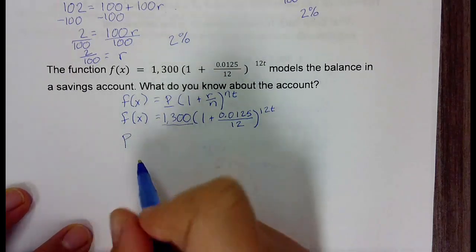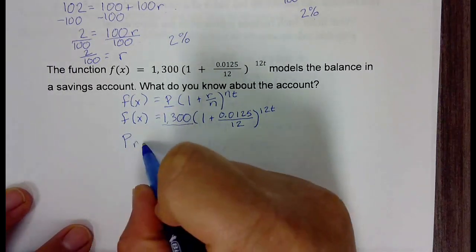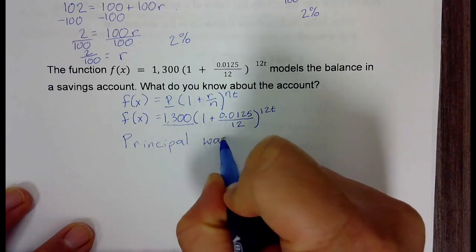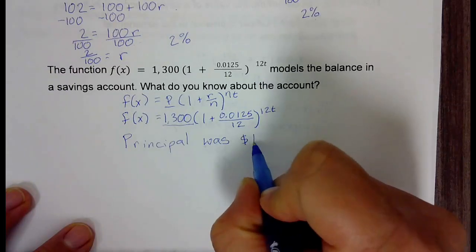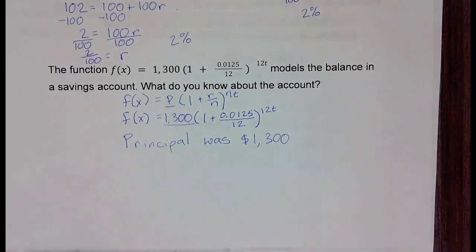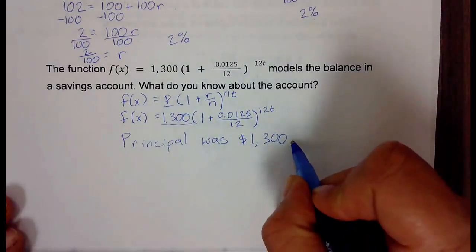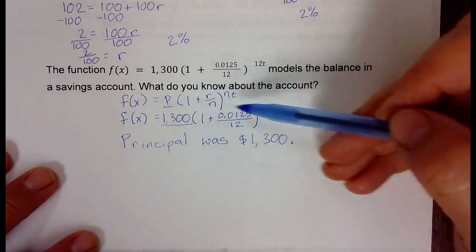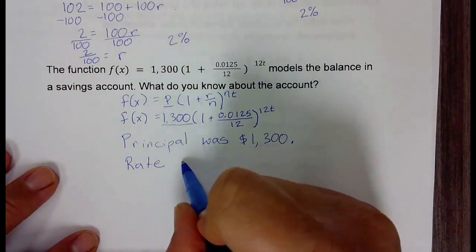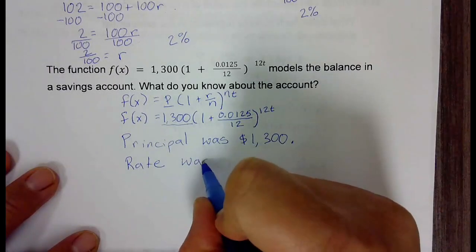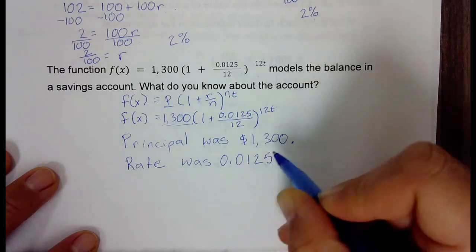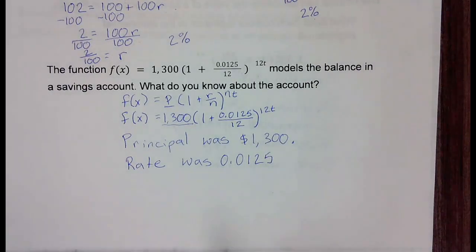So the principal was $1,300, or the initial amount, the amount they started with, was $1,300. I also know R, the rate was 0.0125.